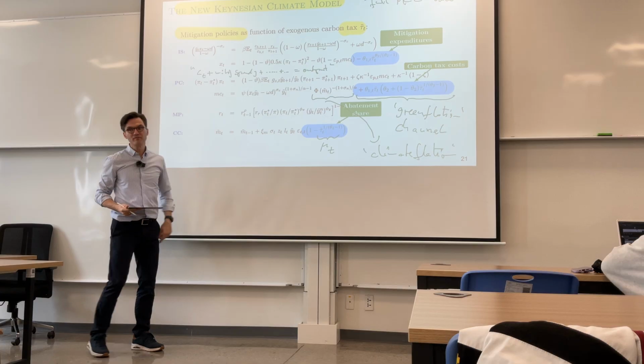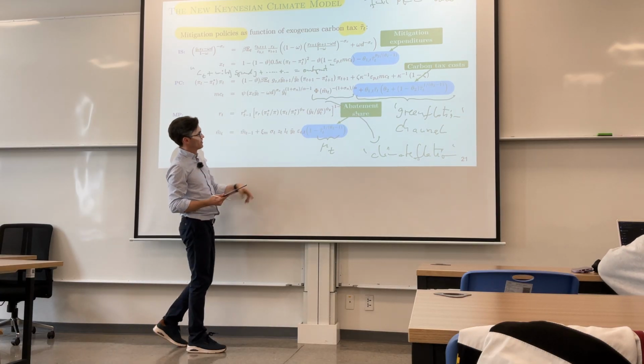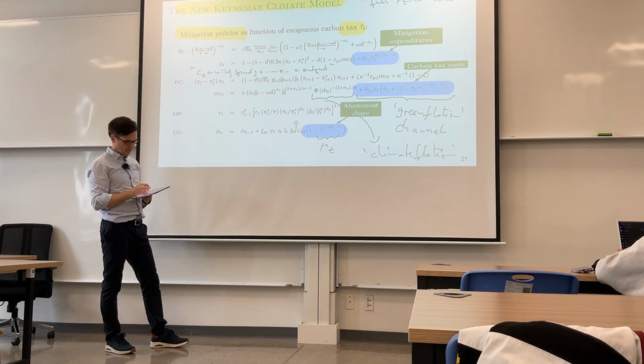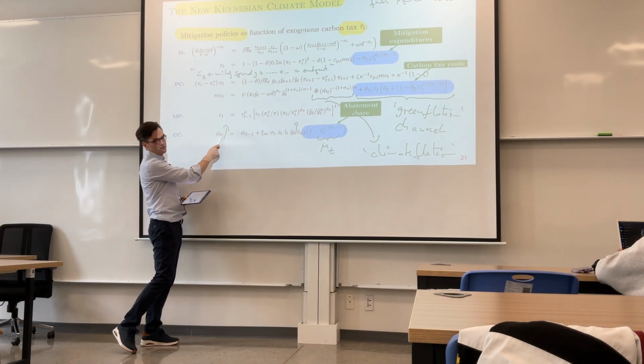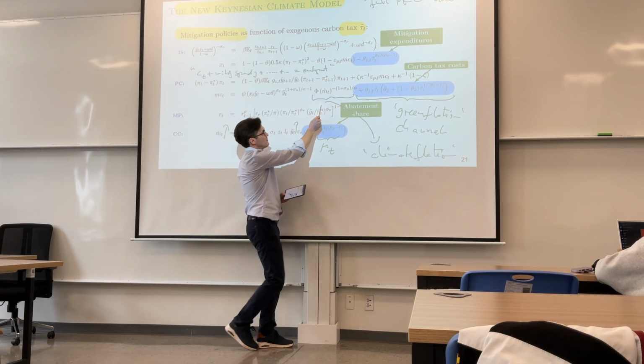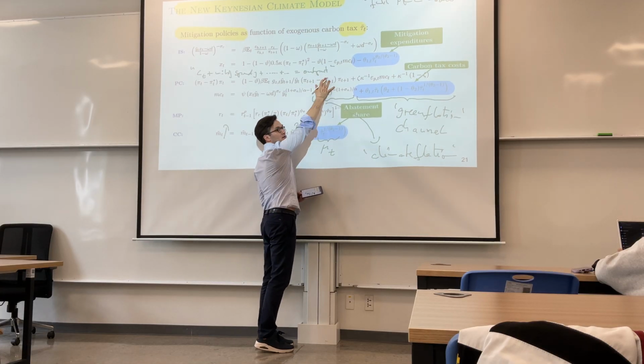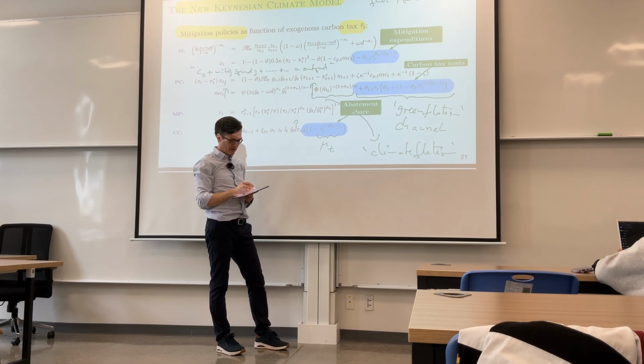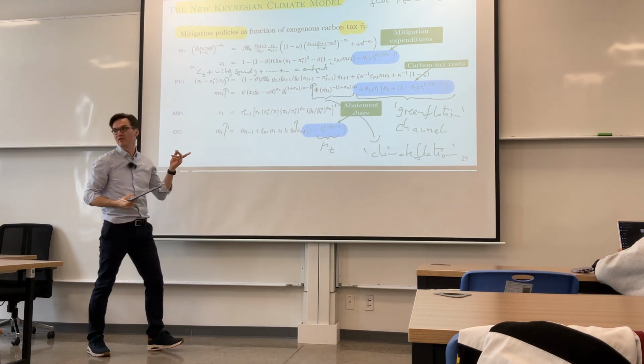And now we have greenflation. So the climate inflation channel was, again, if you have more spending, you have more economic activity, you drive up emissions, the carbon stock goes up. That's going to increase this object in the marginal cost term, right? And driving up marginal cost, driving up inflation. That was the climate-flation channel.